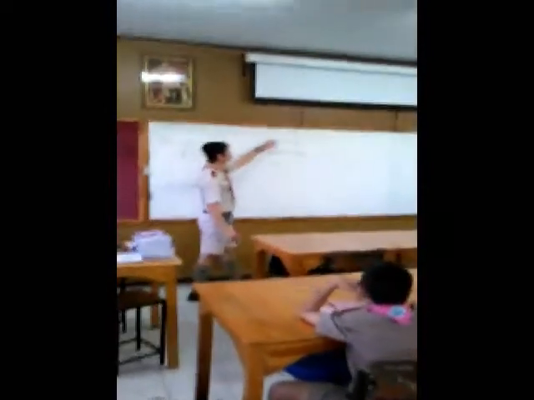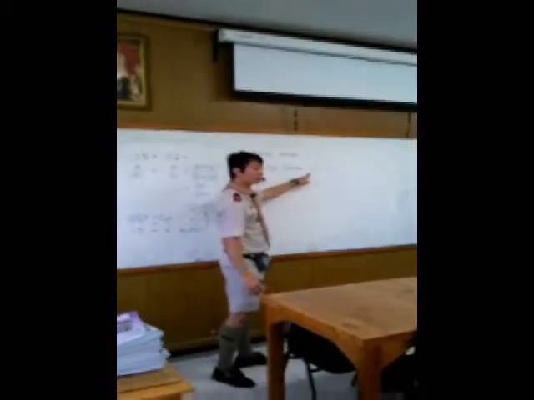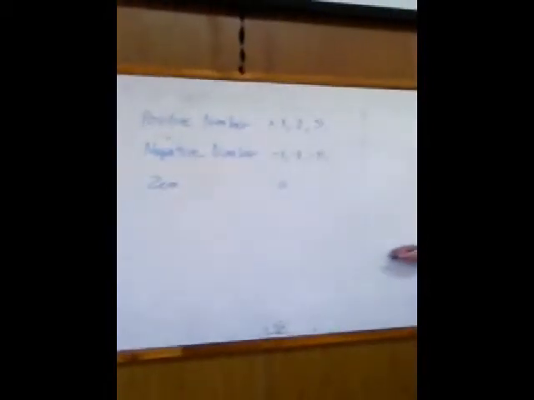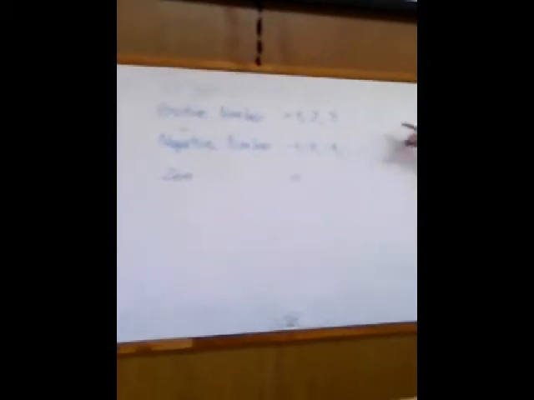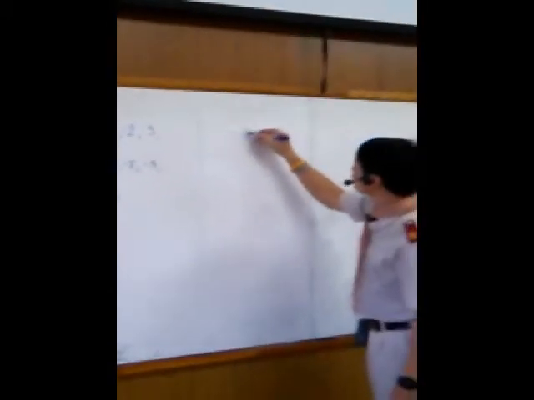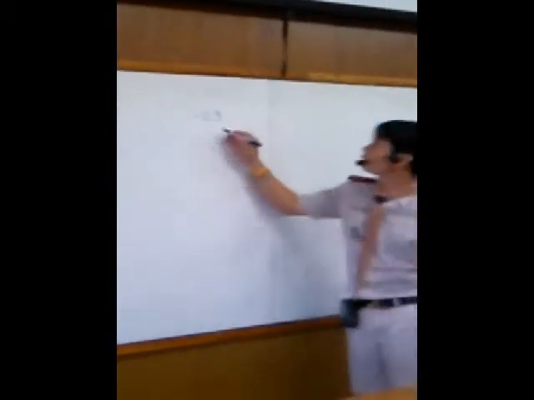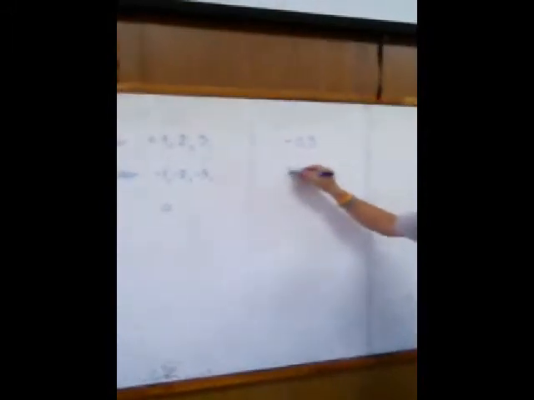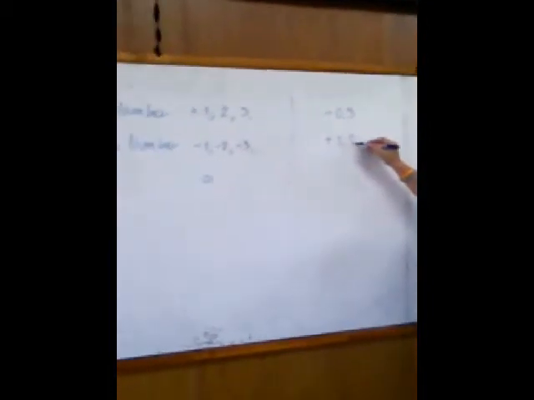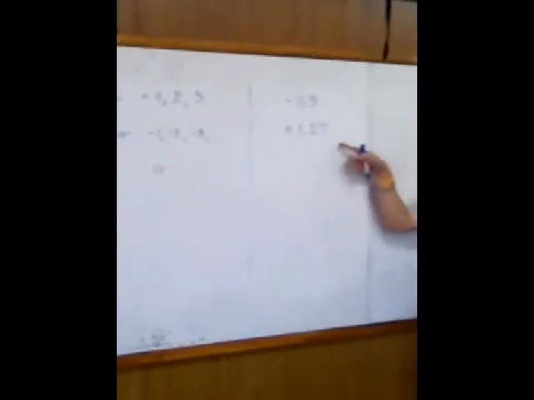This one is the same as with integers. They have the sign of the number. We can put a sign in front of this one. Example, minus 0.3 and plus 1.27. Okay, you can write like this.